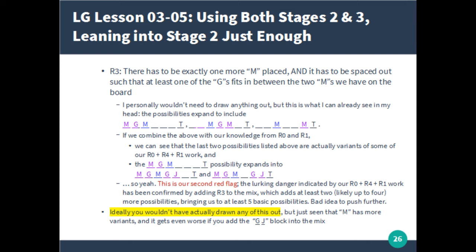So ideally, you wouldn't have drawn anything out, not on this slide or even on the previous slide, but you would have just seen that M has more variance and that it gets worse if you add the GJ block into the mix. So I should take that back.